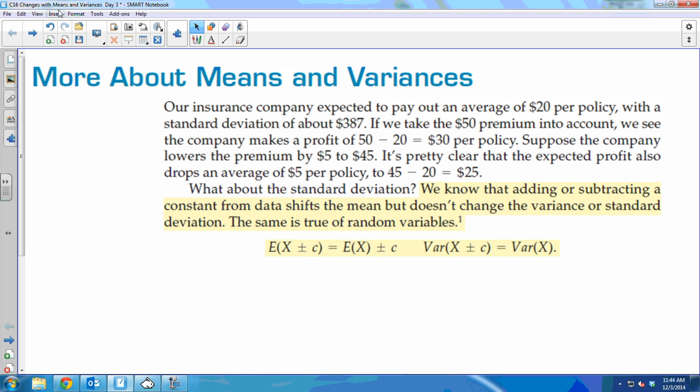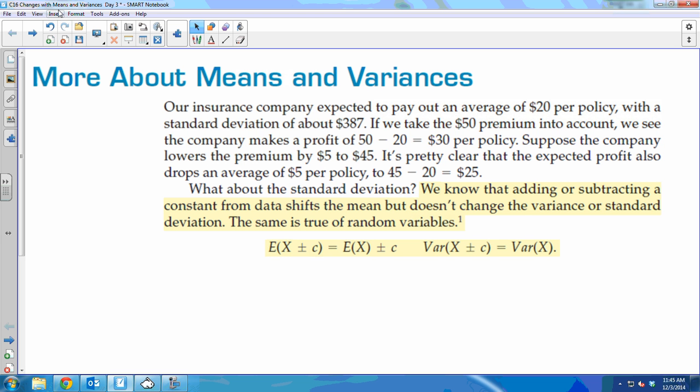When we shifted data, did that change the center? Yes, because the center may have been at 10, but you move it up the number line, it's not at 10 anymore. Did it change the spread? No, right? Your histogram would have stayed the same shape-wise. So the same thing happens with random variables.